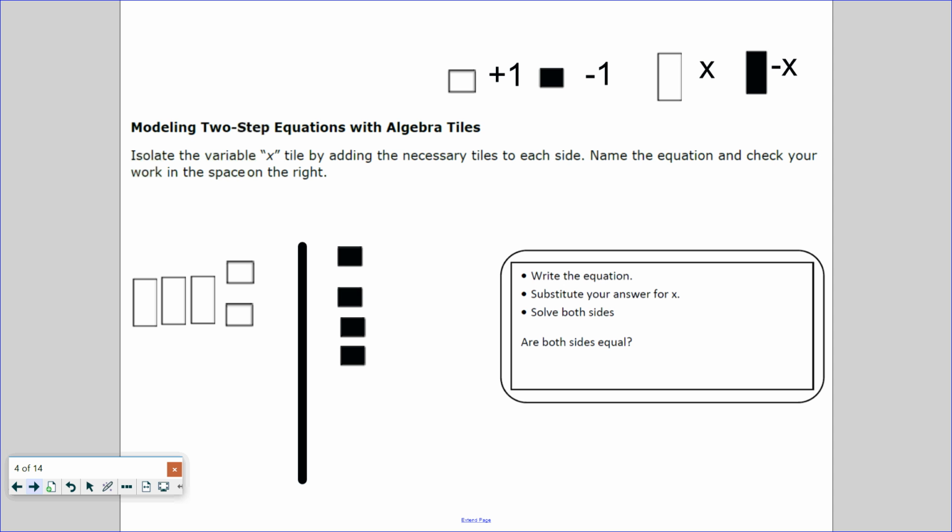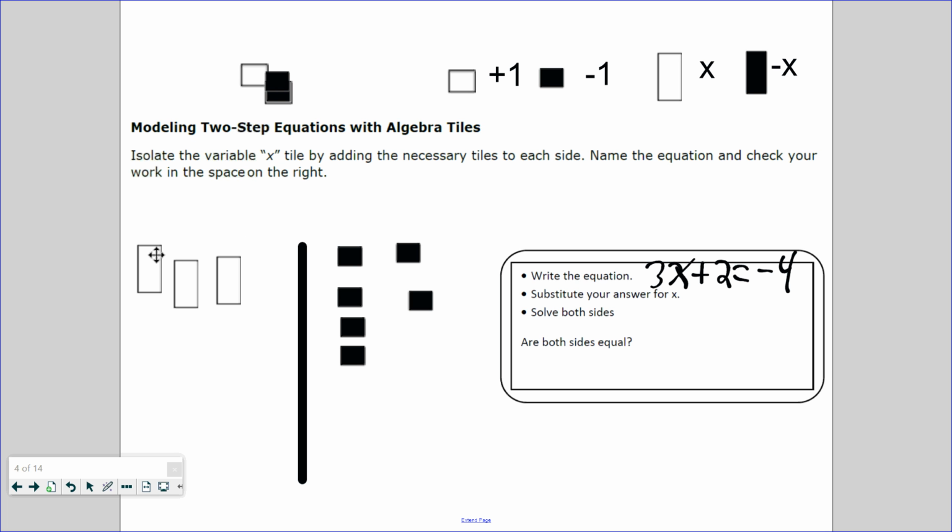Let's model another two-step equation. I see 3 x's, I see 2 positives, which is equivalent to 4 negatives. So our equation is 3x plus 2 equals -4. Isolate the variable x by adding the necessary tiles to each side. What is the inverse of positive 2? It is negative 2. Balance it on the other side. These cancel. So we have 3x's equivalent to 6 negatives.